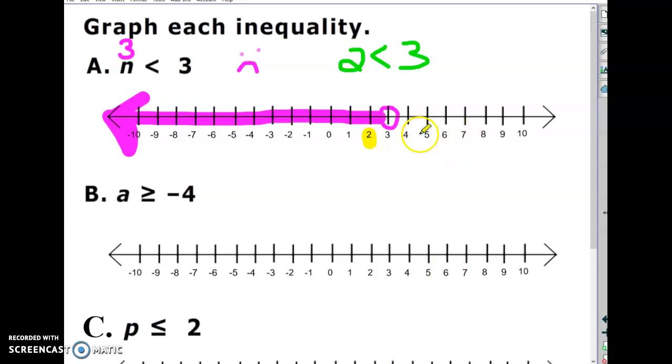I'm going to try the same thing now with 4. I'm going to think in my head, is 4 less than 3? No, it's not, so I will not shade that answer in at all. So my solution set is going to look just like that right there.